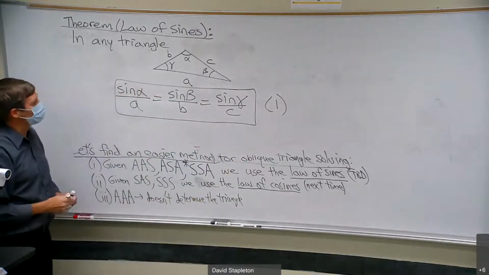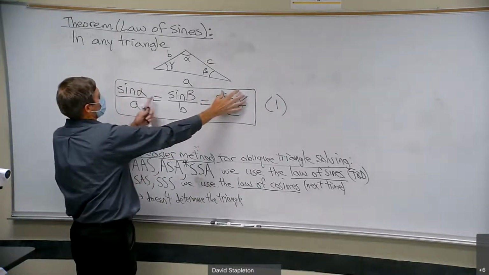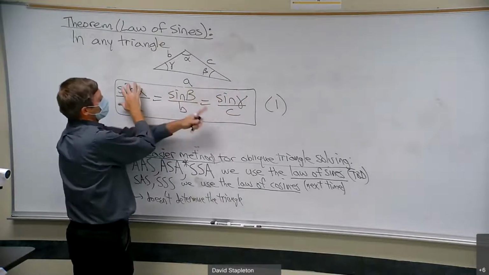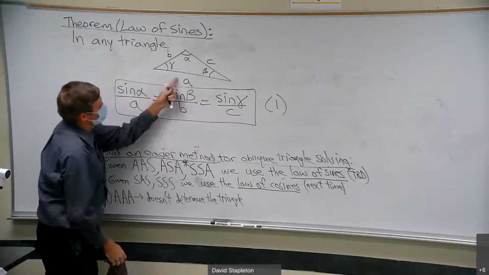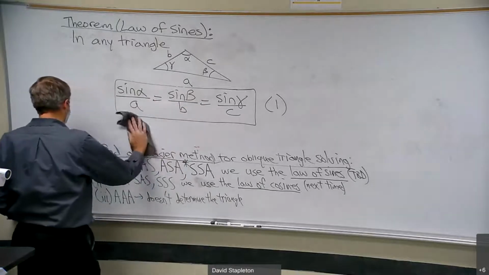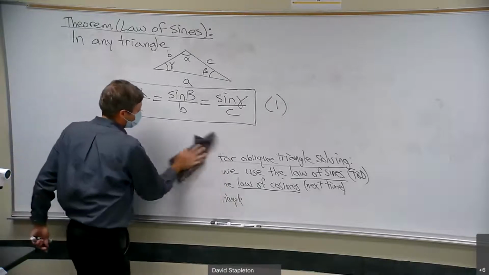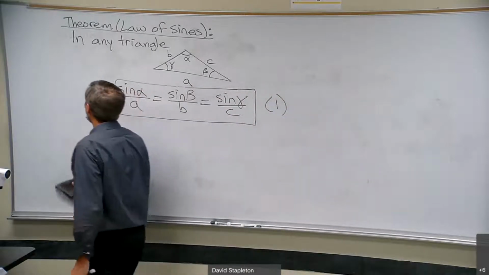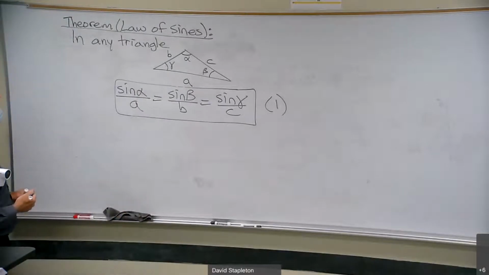And actually, it's 3 equations, if you think about it, right? This is an equation, sine alpha over A equals sine beta over B. If you drop this one out, this is an equation. And if you drop this one out, this is an equation. So it's 3 equations in one. Just relabeling the sides, however, makes them the same equation. So it's 1 equation with the sides relabeled, really. Now the idea is we can use this to solve triangles in those 3 cases.